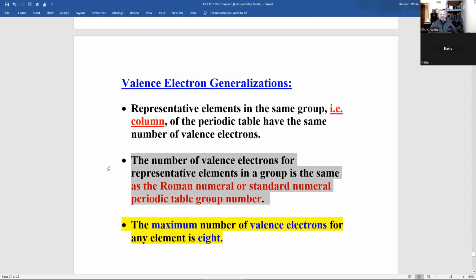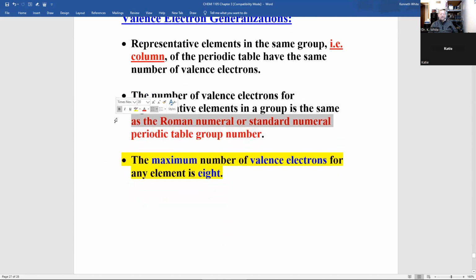The number of valence electrons for a representative element in a group, that column, is the same as the Roman numeral. Or, since a couple of years ago I learned, guess what? They're not teaching Roman numerals in school. When I was in second or third grade, that's when I learned Roman numerals. But on the periodic table I give you, I have written down the standard numeric periodic group number. Now, this is important.